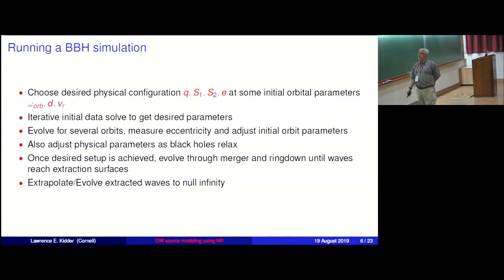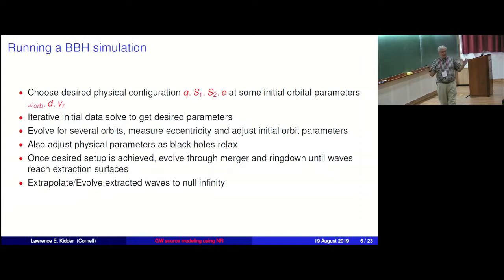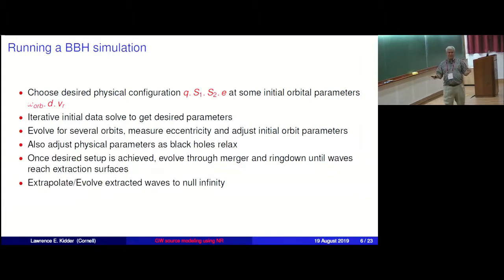So if you want to choose a desired physical configuration with a given mass ratio and spins at some initial orbital parameters, or an orbital frequency separation and radial inspiral velocity, as I said, you need to use an iterative initial data solve to get these desired parameters. You evolve for several orbits, measure your eccentricity, and adjust the knobs on your initial value conditions to reduce the eccentricity. Also, the physical parameters of the black holes will change slightly as you go from your initial slice to a later slice, because there's an initial burst of what's called junk radiation that comes from the initial black holes because they're not in equilibrium when you specify your initial conditions.